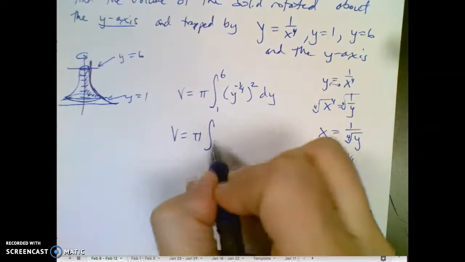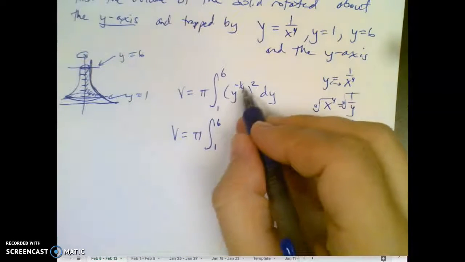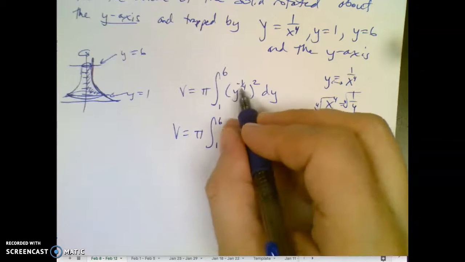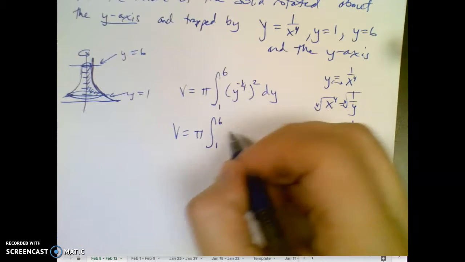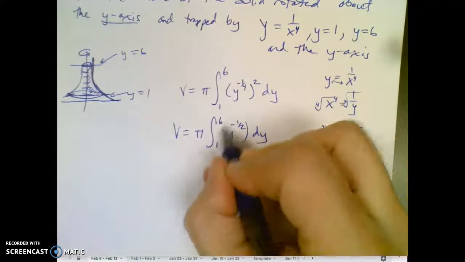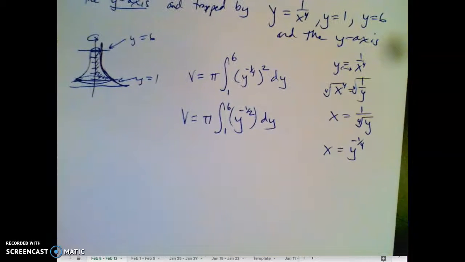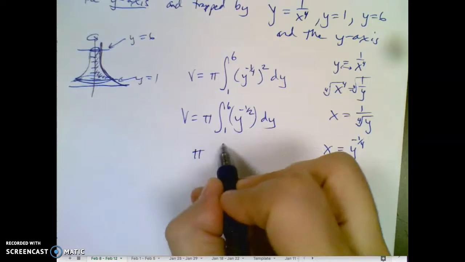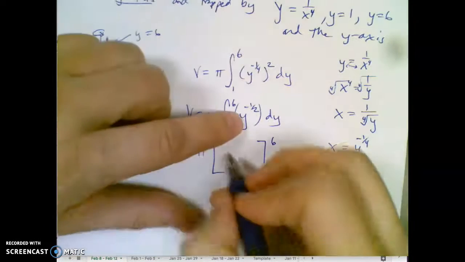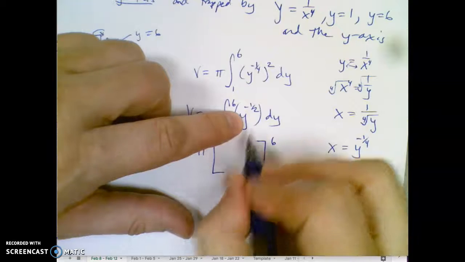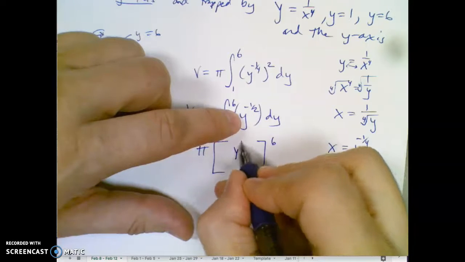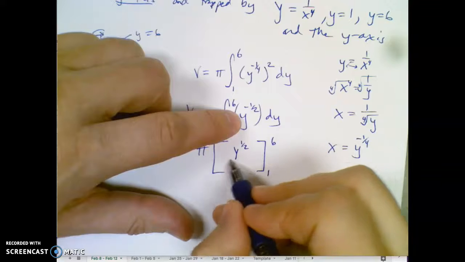The first thing I do, before I do my integral trick, is square it, and when you raise a power to a power, you multiply the exponents. So you're going to take negative 1/4 times 2, which is negative 1/2. And I have the integral of that. So now I'm ready to do my integral trick from 1 to 6. And I raise the power up 1. Okay, so now it's y to the positive 1/2. And I divide by the new exponent.